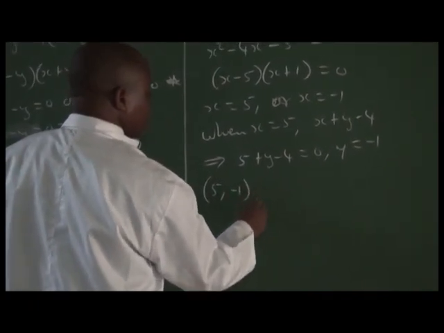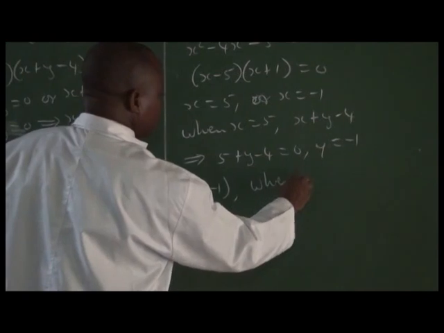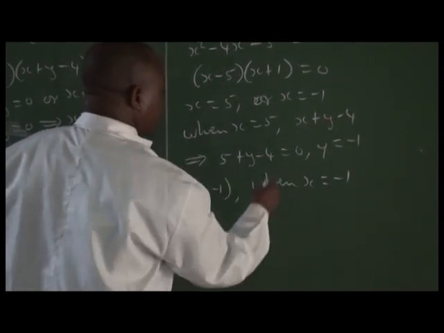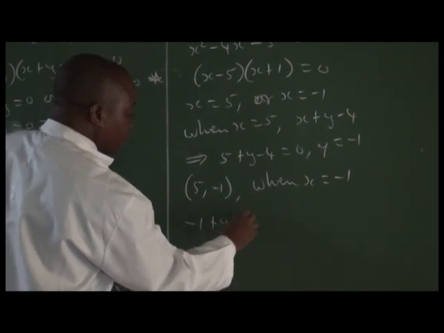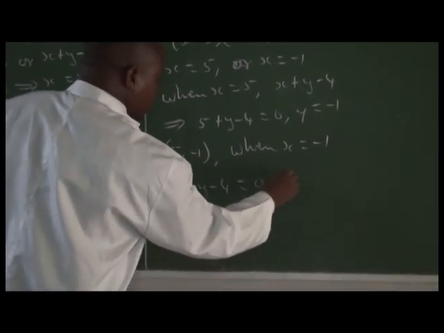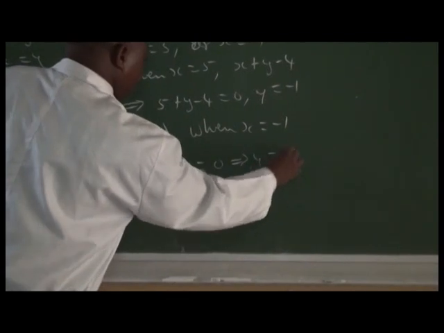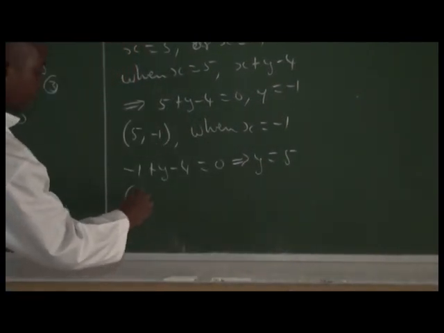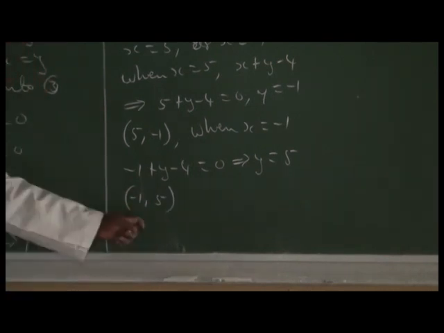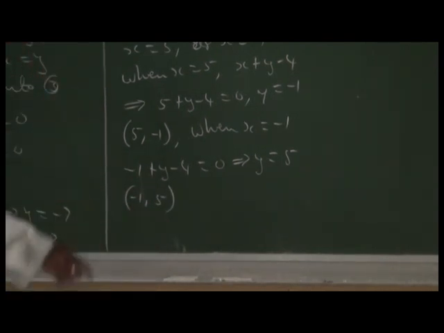So again, when x equals minus 1, if I put it here, I will have minus 1 plus 5 minus 4 equals 0. That implies that y equals 5. So I have another point. When x is minus 1, y is 5. So we have about 4 points.